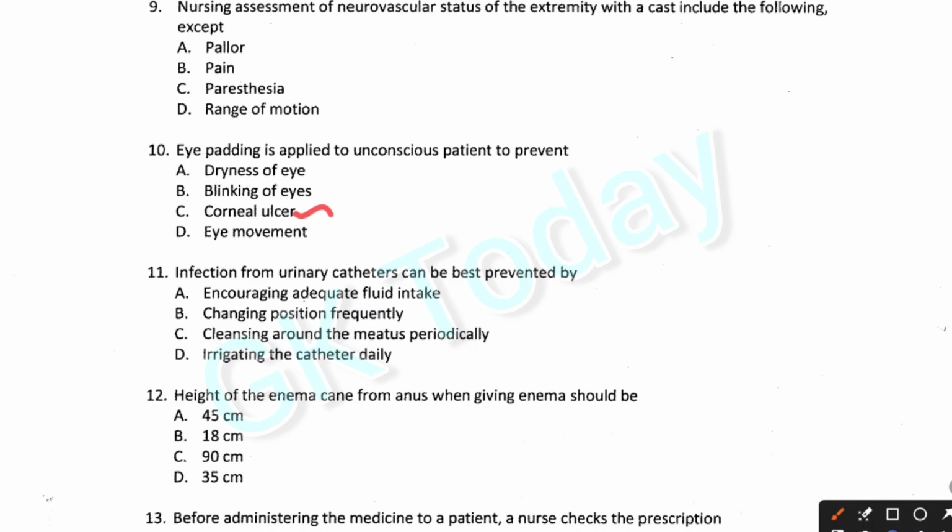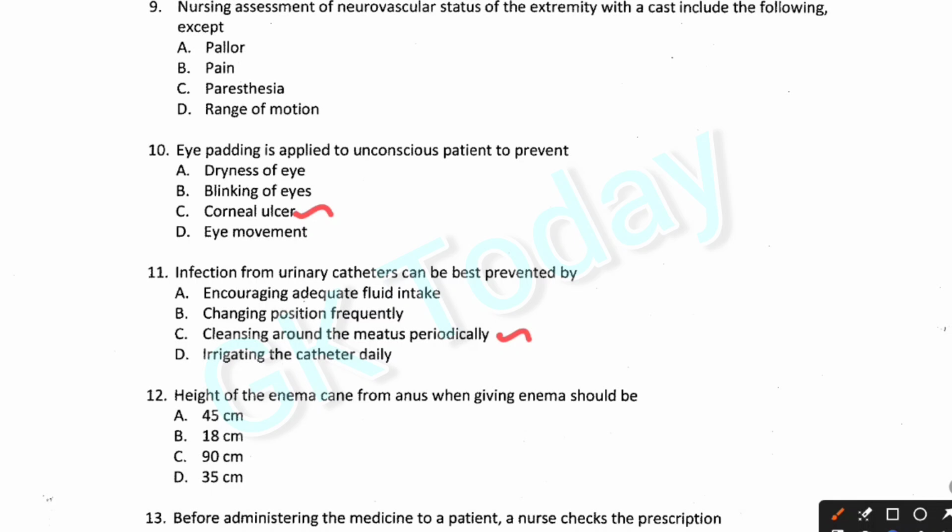Question number 11, infection from urinary catheter can be best prevented by cleansing around the meatus periodically. Infection from urinary catheter can be best prevented by cleansing around the meatus periodically.